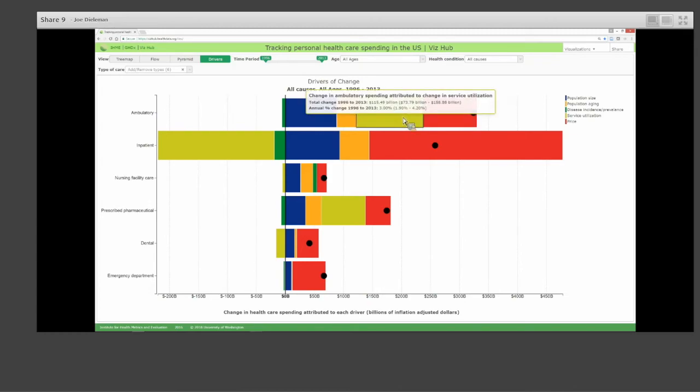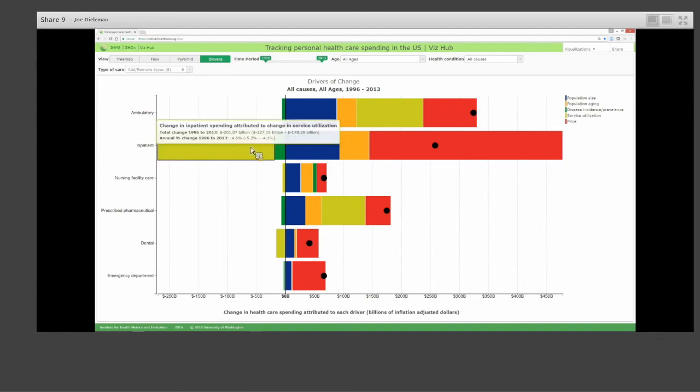This is really the exact opposite of the story that we see when we look at inpatient care. And this is really interesting: between 1996 and 2013, we've had a major reduction in the utilization of inpatient services. And what that really means is that while admissions have stayed relatively constant, the number of bed days per admission, so the number of days that someone is in the hospital, has actually gone way down.